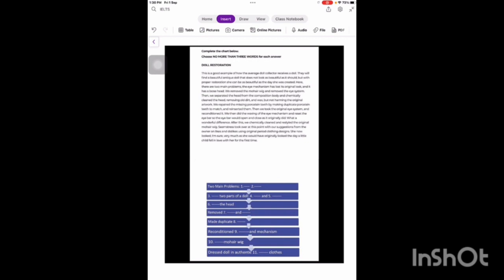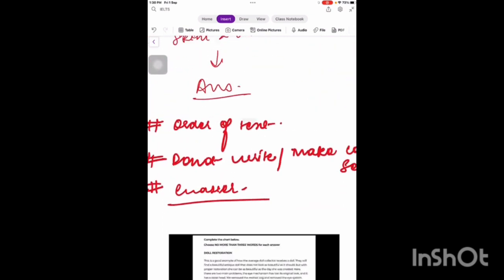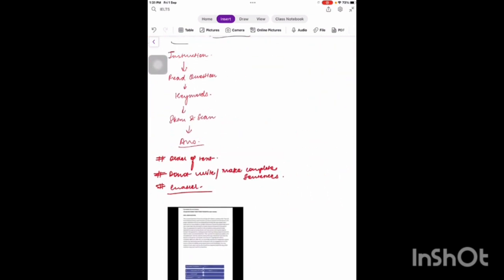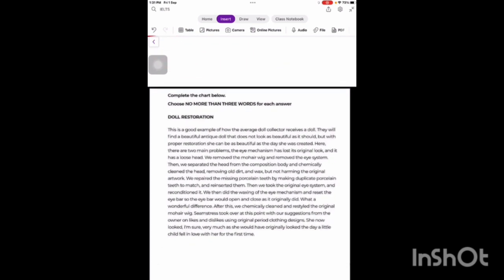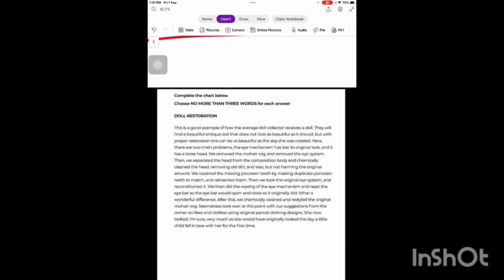So let's look at this example. Firstly, this example is a flowchart type question. Looking at our strategy, first we will read the instruction. The instruction says, choose no more than 3 words for each answer. So my word limit here is only 3 words.